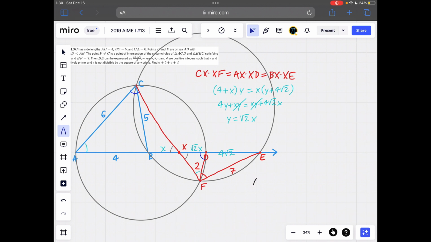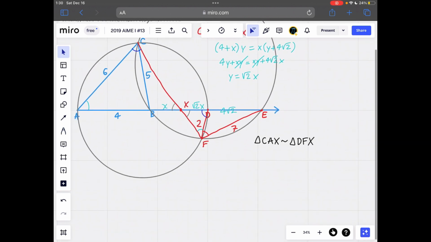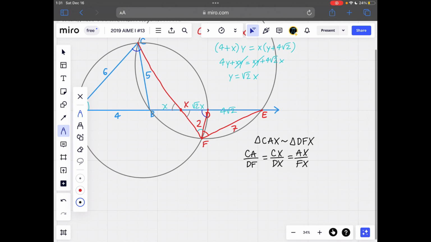We have the similar triangles: triangle CAX is similar to triangle DFX. So we can get some similar triangle ratios. We have that CA over DF equals CX over DX equals AX over FX. But we know CA over DF is equal to 6 over 2, which is 3. So we have CX equals 3 DX, and AX equals 3 FX.